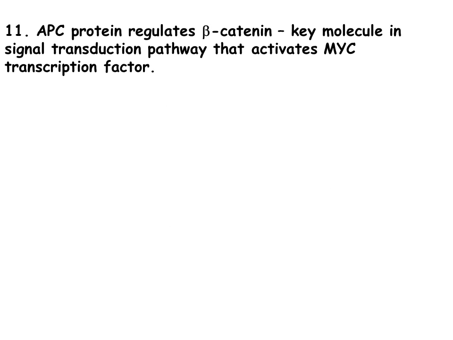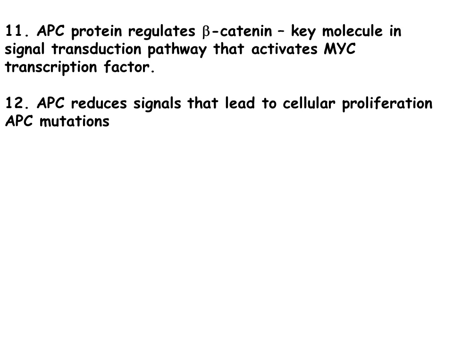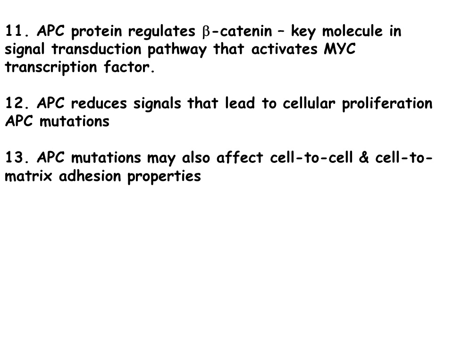What does the APC protein do? It regulates another protein called beta-catenin. And this is an important molecule in the signal transduction pathway that activates MYC. And MYC, of course, is a transcription factor. And APC normally will reduce signals that lead to cellular proliferation. But when it's mutated, of course, it will not be able to do that.